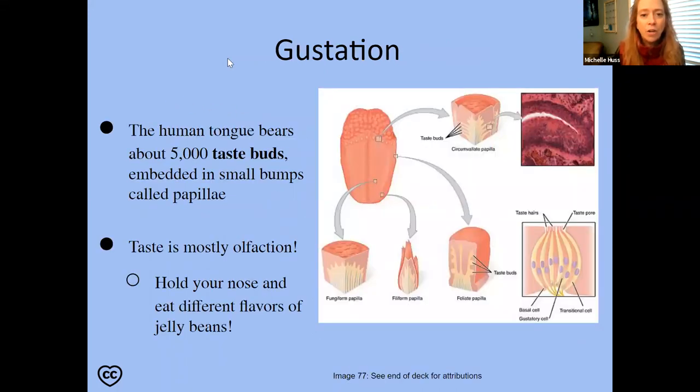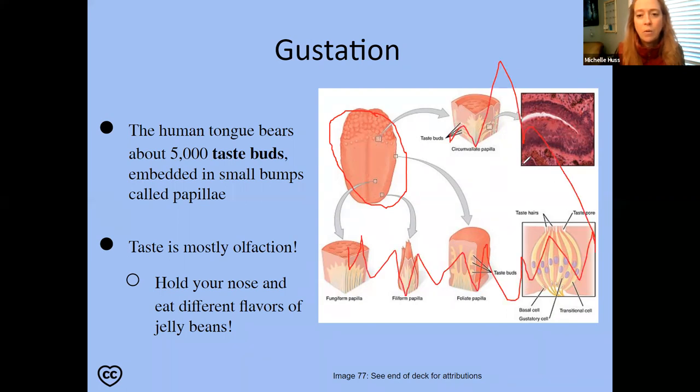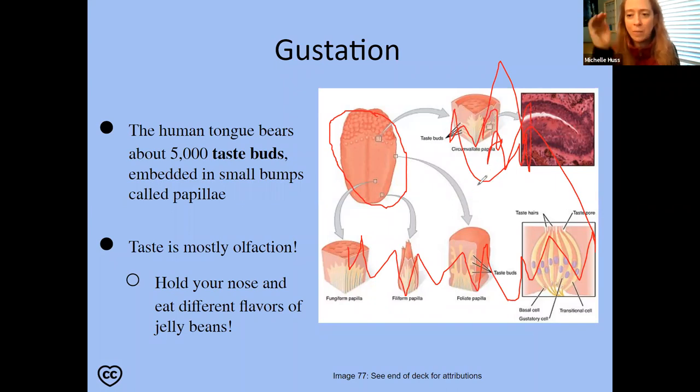Okay, taste. Where does taste occur? On your tongue. You have taste buds all over your tongue. Don't worry about the different kinds of taste buds. You do have different kinds, but don't worry about it. These little taste buds live in these things called papillae, which just means mountain. But we're not that worried about it. We're just going to say you have somewhere around 5,000.